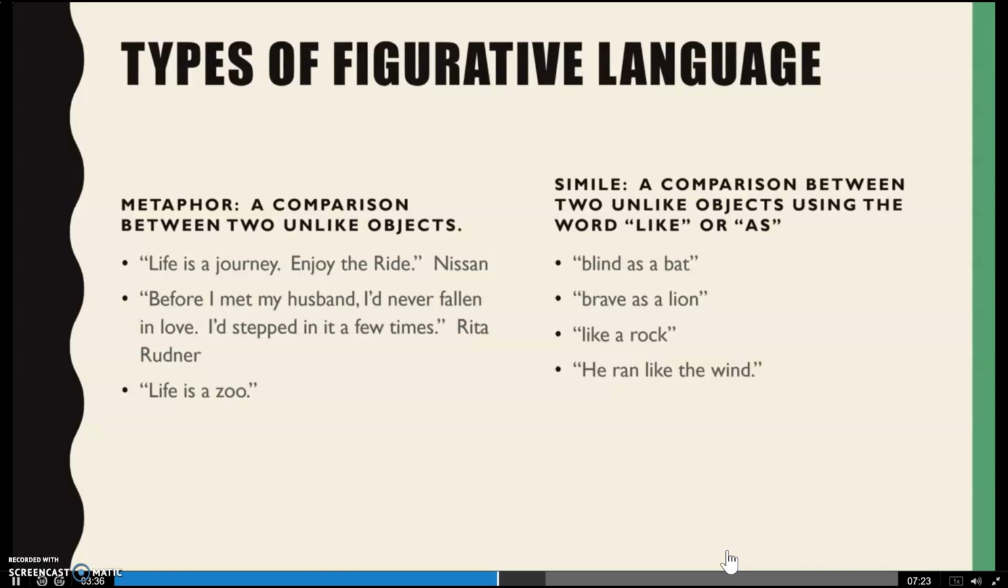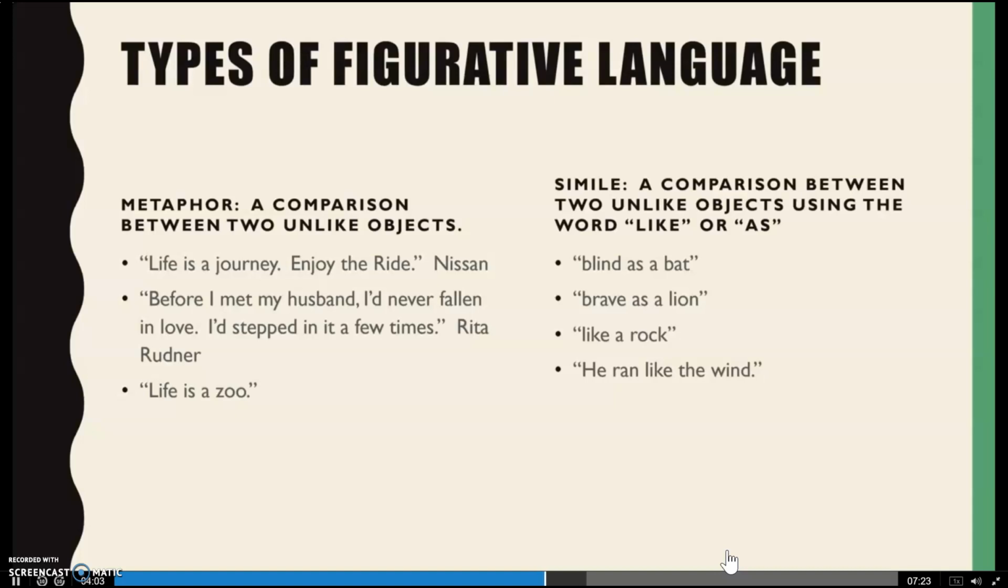And the word after it is just who had said it. But we know that life is not a journey, not a trip. It's comparing it to that, and it's saying it is that, even though we know it's not. So a metaphor, comparing two things that truly aren't alike. Before I met my husband, I'd never fallen in love. I'd stepped in it a few times. Okay, we know that people don't step in love, but it's just a comparison they're making.